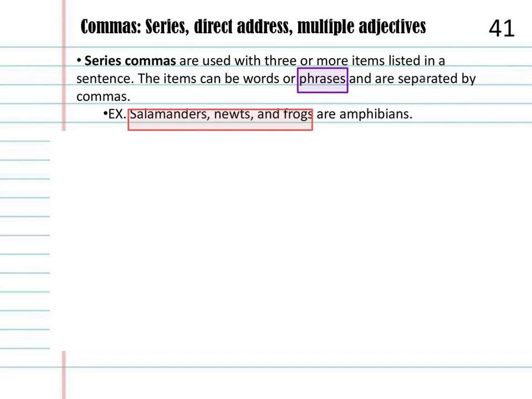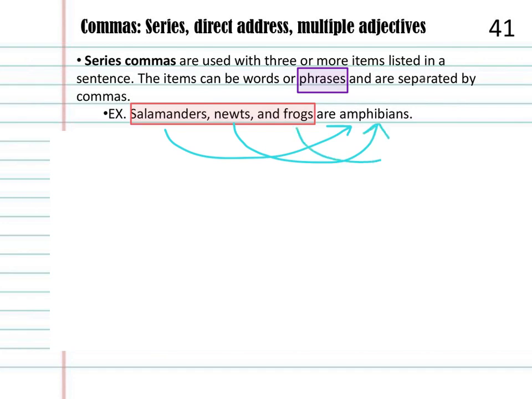For example, in this sentence, we have salamanders, newts, and frogs are amphibians. You can see that there are 3 subjects. Salamanders are amphibians, newts are amphibians, and frogs are amphibians. Each of these, salamanders, newts, and frogs, is a type of animal. They are a noun. So we can see that there is a comma after the first one, a comma after the second one, and then we have the word and before the third one.